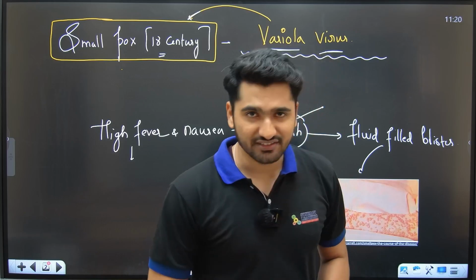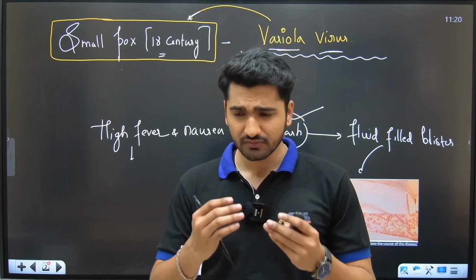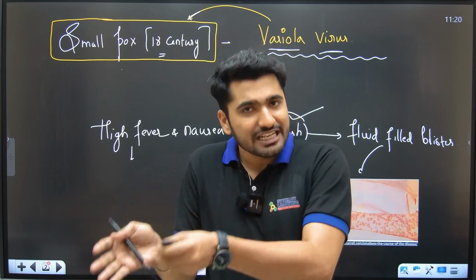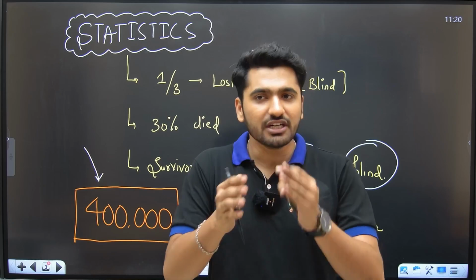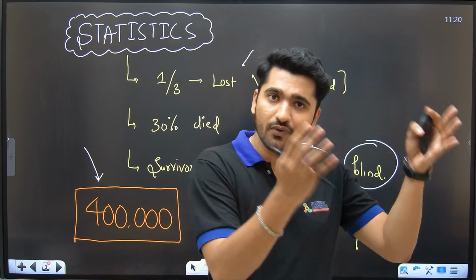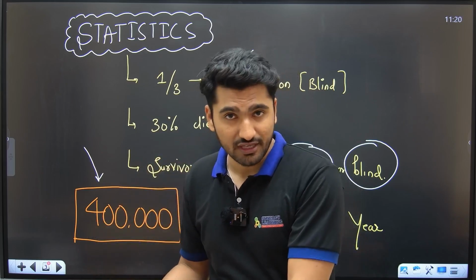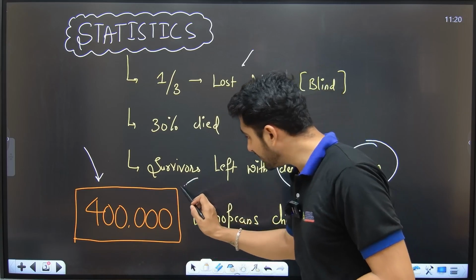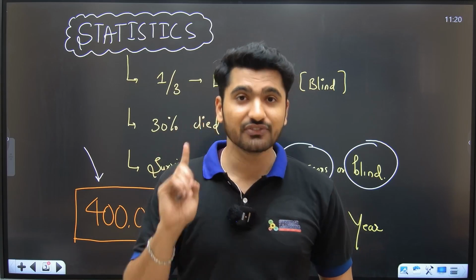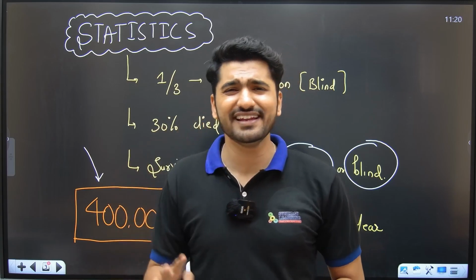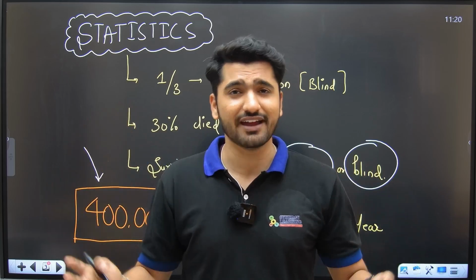When we look at the statistics of how many people were affected by smallpox, among three people, one lost their vision, and 30% of people died, and the ones who were left had deep scars and lost their vision. Now you can see over here that around 400,000 Europeans were dying each year because of this particular disease. So it was a very deadly virus. It was spread across Europe, Asia, Africa. It was a very widespread disease.